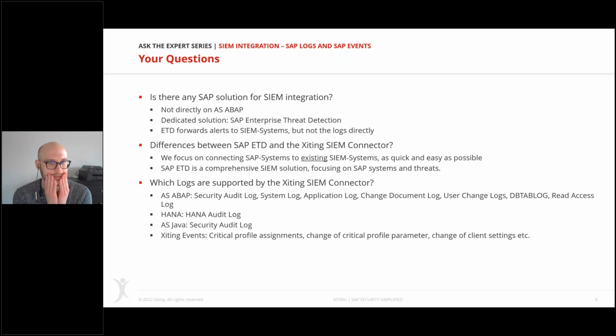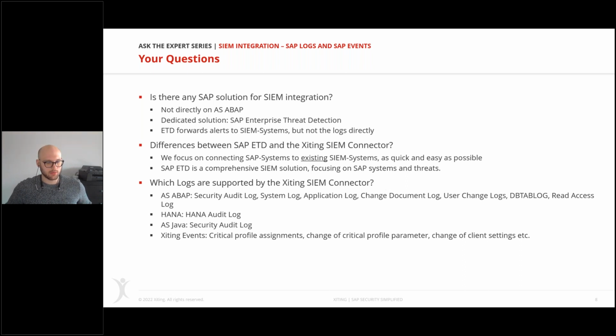The next questions all went in the direction of SAP Enterprise Threat Detection. Some knew that there is this solution from SAP, some didn't. But it all went in the same direction. So I used the general question: is there any SAP solution for SIEM integration or for log collection?